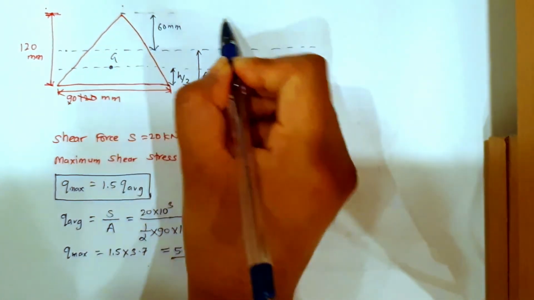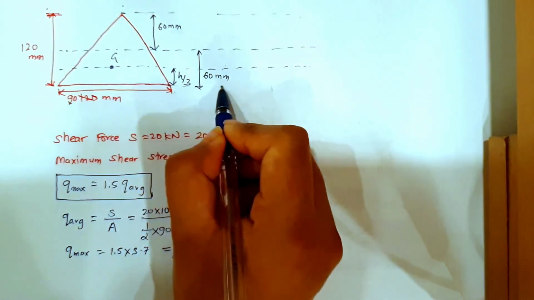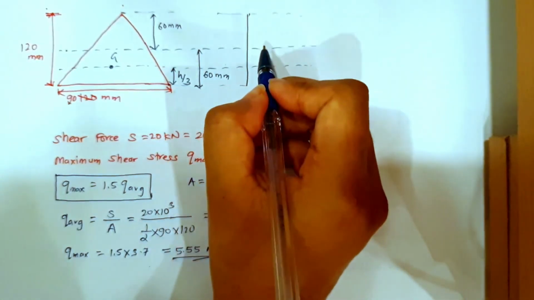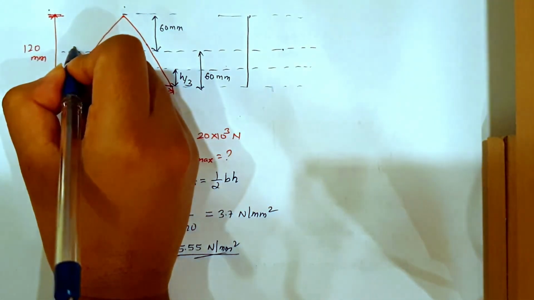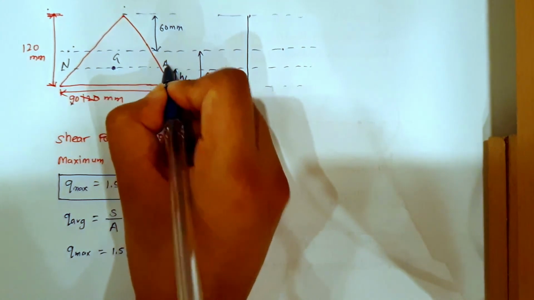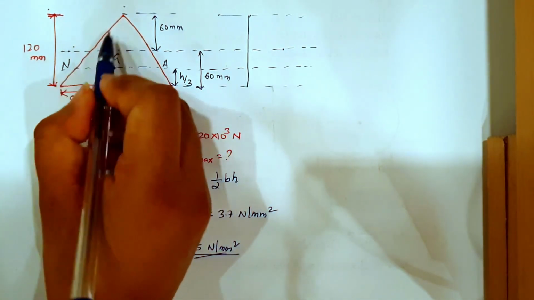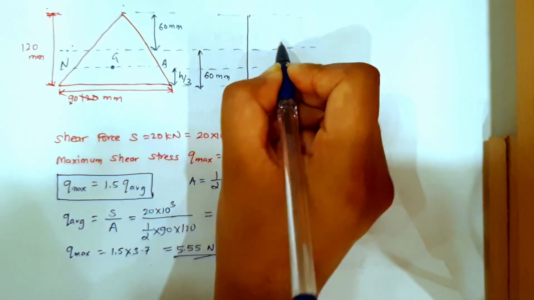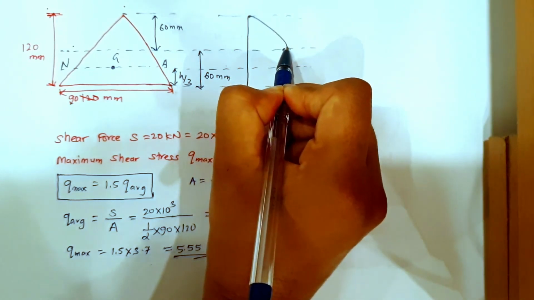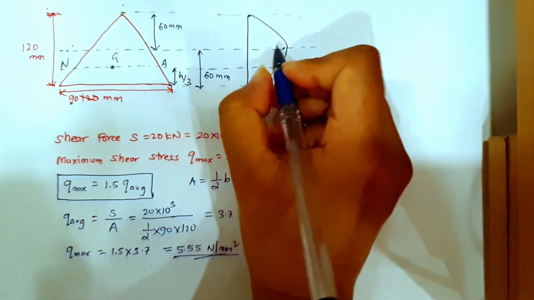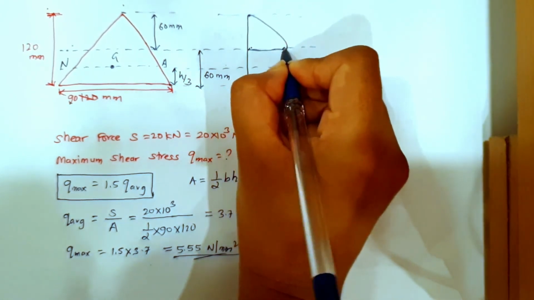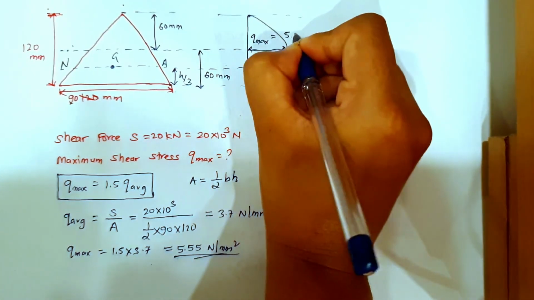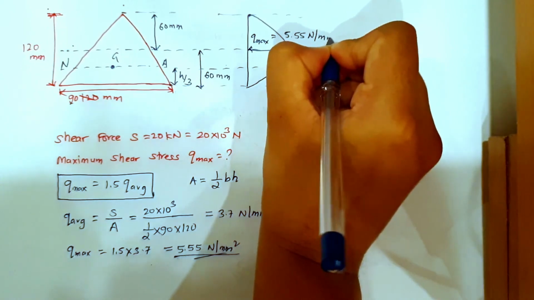So according to this, if I draw the shear stress distribution diagram, maximum will come at this point. This is the neutral axis line, and this is the portion where I have divided the height in half. So I'll have maximum shear stress at half its height, maximum here, and then after that it will reduce. So here I have Q max, which will be equal to 5.55 Newton per mm square.